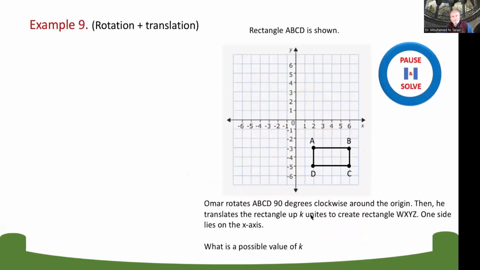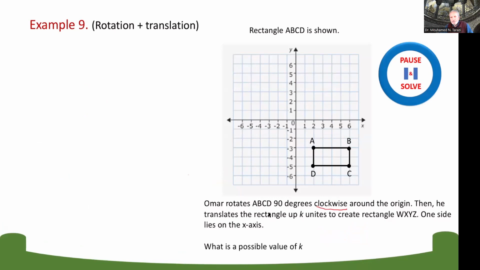Example number 9. I added this example just to make sure you understand the concept here, what we're doing in a different direction. Omar rotates ABCD 90 degrees clockwise, very important, around the origin. Then he translates the rectangle up K units to create rectangle WXYZ. One side lies on the x-axis. So let's wait on the second part of it.